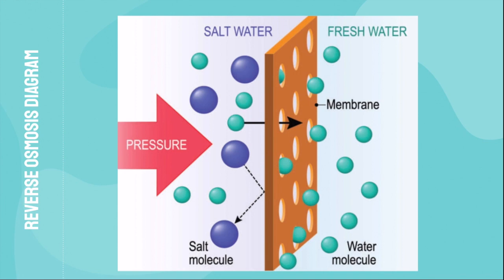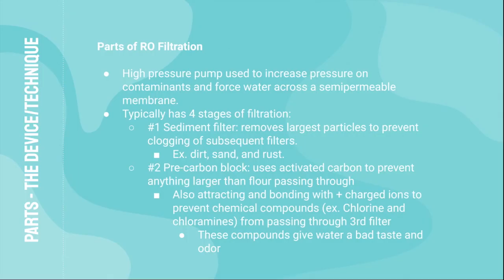Here is a diagram on how reverse osmosis works. There's pressure that is applied to the water, where then there's a semi-permeable membrane, which is the orange, and all the contaminants and dirt would be left behind while the fresh water is pushed through. So the parts of RO filtration include a pressure pump and then 4 stages. First, there's a high pressure pump used to increase pressure on contaminants and force water across a semi-permeable membrane.